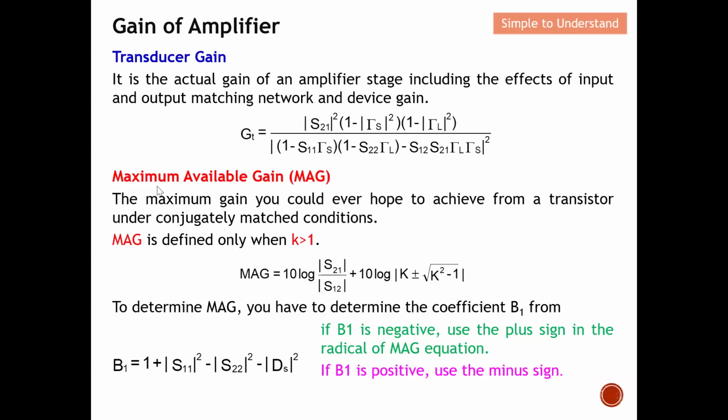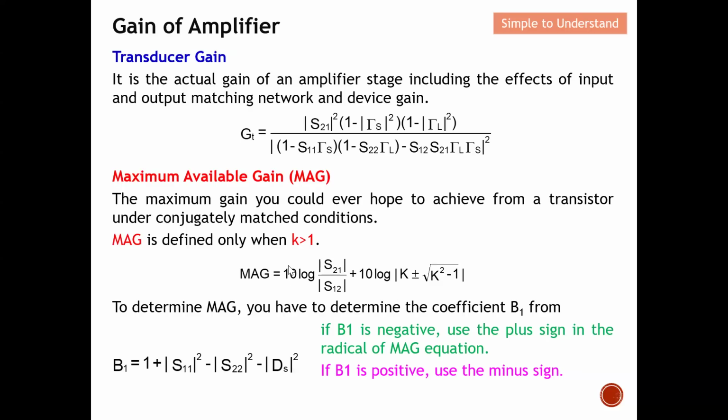Next will be the maximum available gain. This is the maximum available gain that you can hope for, so as to ensure the transistor will be under this conjugate match condition here. From here you can see that when K is more than 1, which means that this amplifier or transistor design will always be stable, we can compute the maximum available gain from this equation here.